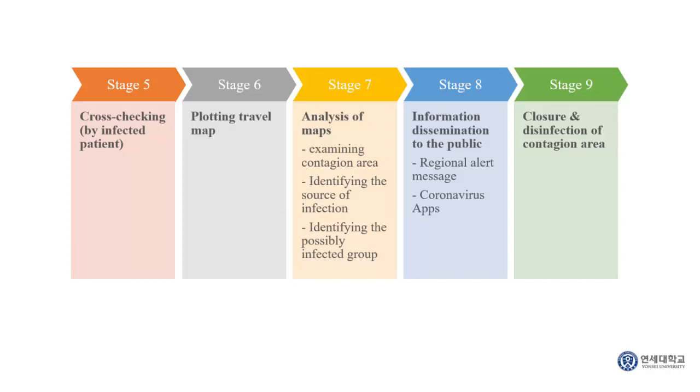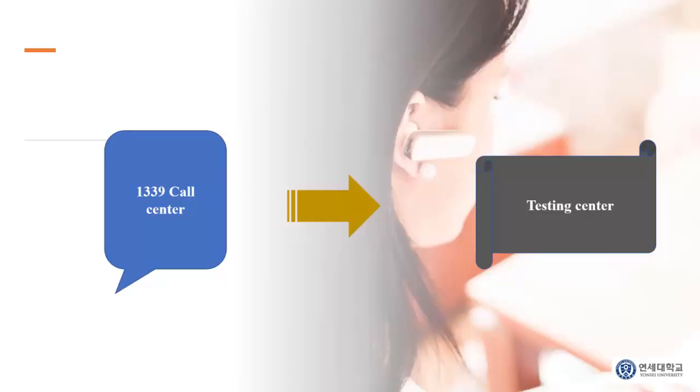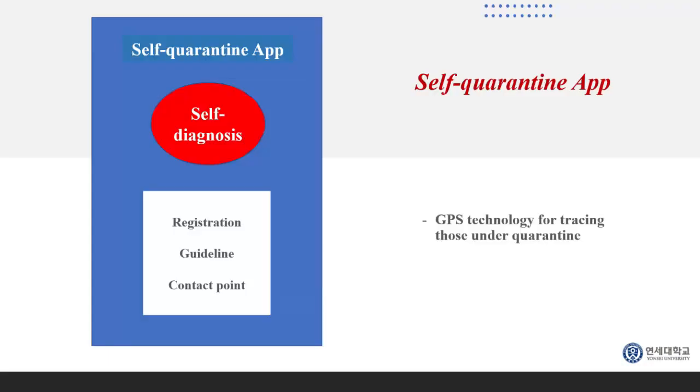A regional alert message is sent to the mobile phone. And also on the coronavirus apps, we can access this information. Then in the final stage, the real action is taken, like closure and disinfection of a contagion area. The 9339 call center is a gateway to the testing center. A quarantine app was developed. Even a GPS system was used to track the person.